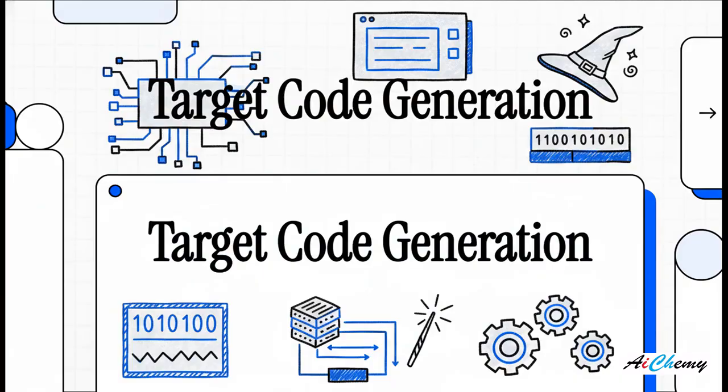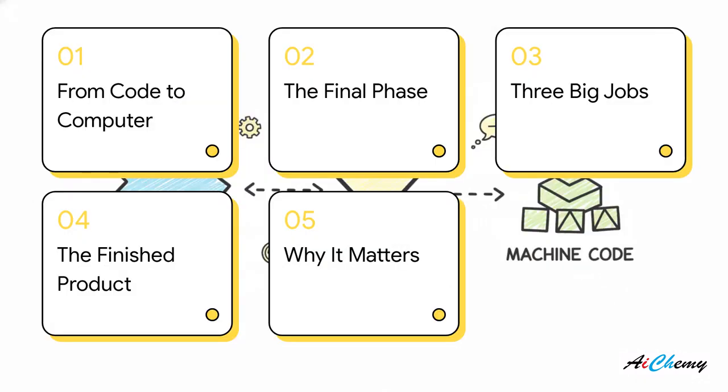Let's talk about that final, almost magical step that takes the code you write and turns it into something your computer can actually run. This is the world of target code generation. First up, we're going to get the lay of the land. How does a compiler even work? Then we'll dive right into the final phase, code generation itself. We're going to unpack its three big jobs, see the incredible transformation from abstract to concrete, and then figure out why this one step is such a secret weapon for software performance.